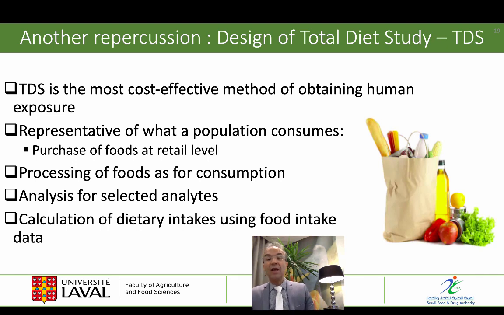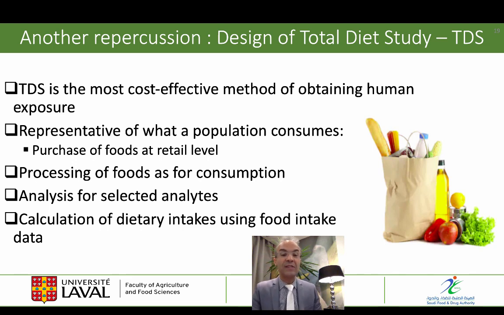Now, another situation here to highlight the importance of consumption information. Consumption information is also critical in influencing very early on the process of risk analysis. As part of the risk analysis approach, we need to have monitoring data. We need to have monitoring surveys, particularly food monitoring surveys, such as the total diet study, which is known to be the most cost-effective method of obtaining human exposure to contaminants and nutrients.